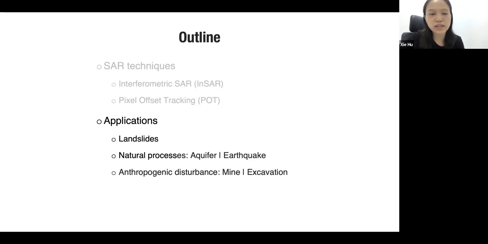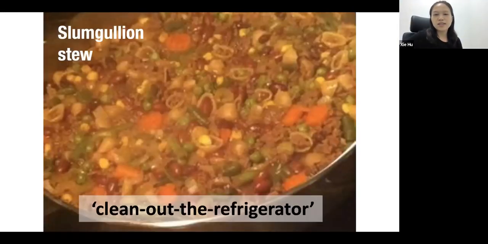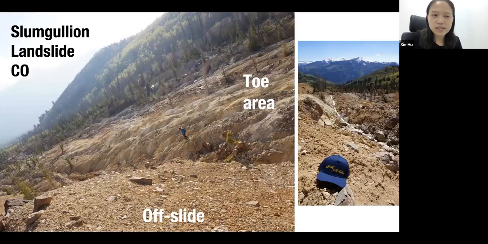So before we start, let's look at this picture of a stew named the Slumgullion. It is a mixture of veggies, shea noodles, and beans. So basically, it falls into the type of meal to clean out the fridge. And my study site is the landslide of the same name in southwestern Colorado. It is indeed a mixture of different sizes and colors of soils and rocks. It's remarkable to see the dynamic hummocky surface and various geological structures, as well as a strong smell of sulfide. And it's especially magic under the condition of altitude sickness.